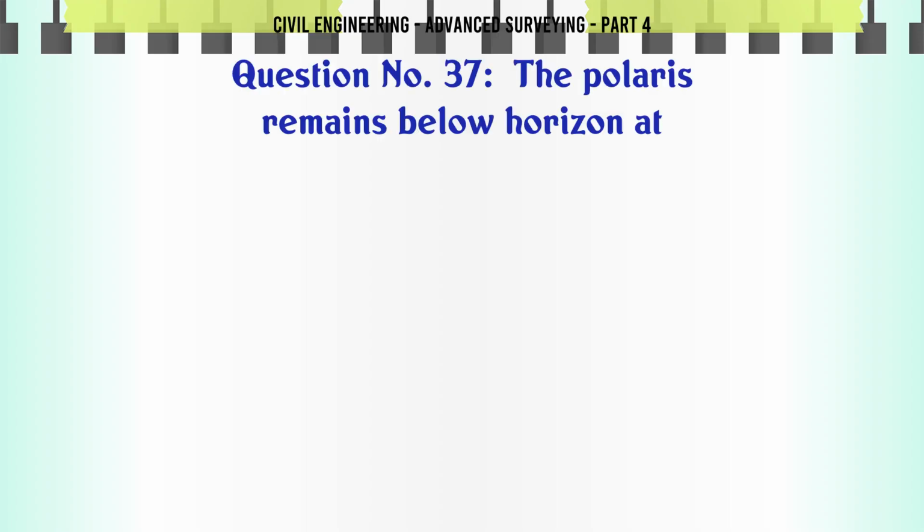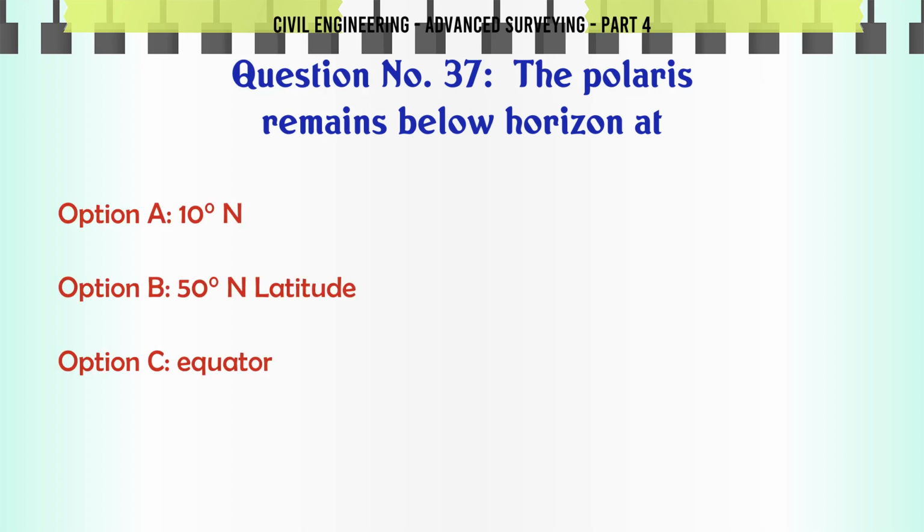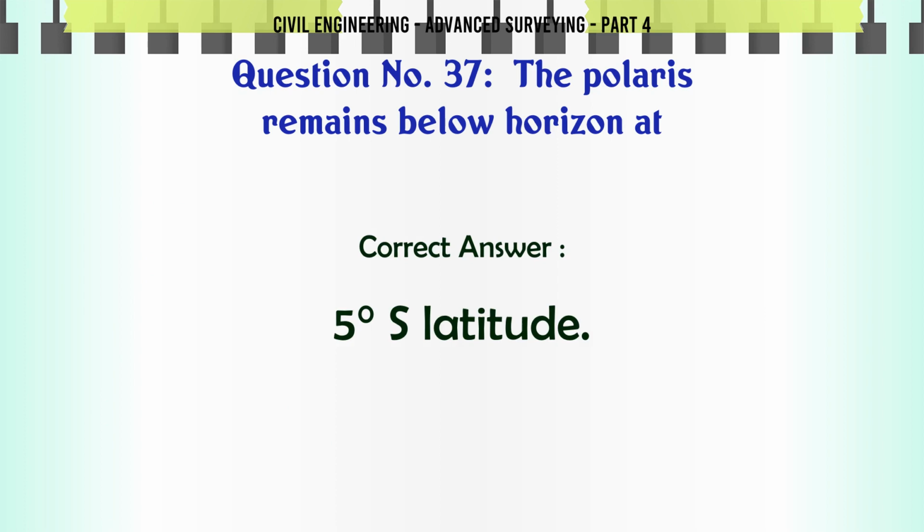The Polaris remains below horizon at: A. 10°N. B. 50°N latitude. C. Equator. D. 5°S latitude. The correct answer is 5°S latitude.